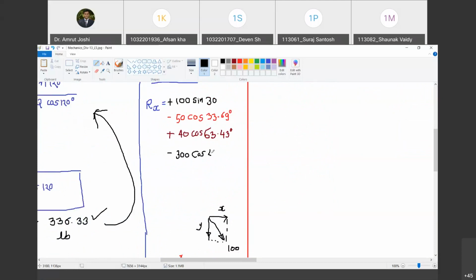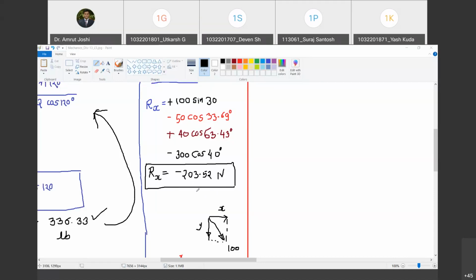Now can you do this sum? Deven, you will do this and somebody else will also do this so that the answer is cross verified. So I will ask Siddharth to do this along with you. Deven and Siddharth, do this calculation and tell me how much is Rx. Okay, sir. Others are of course advised to do the calculation for practice. So Rx turns out to be minus 203.52 Newton.